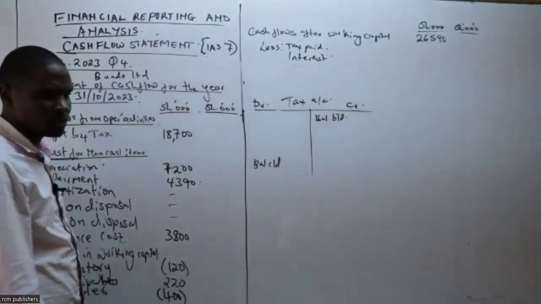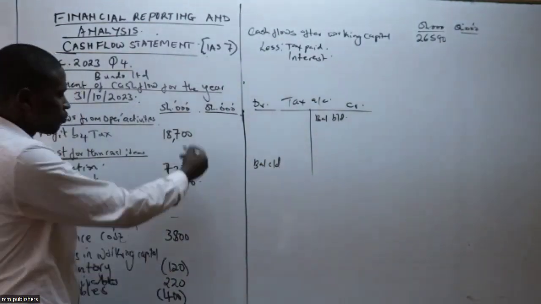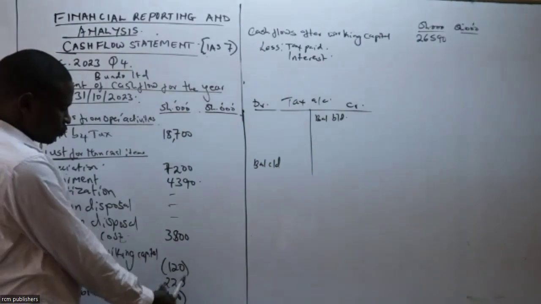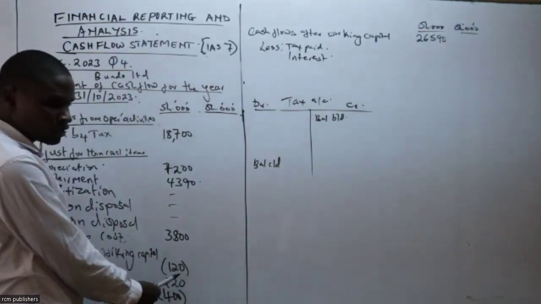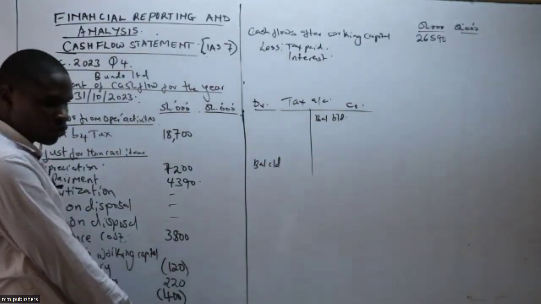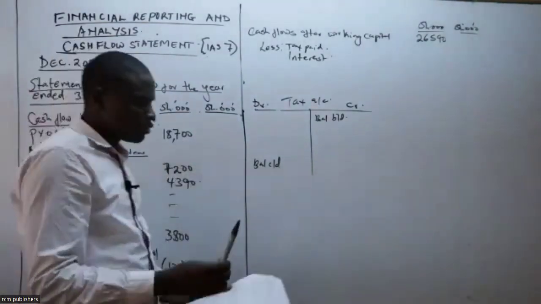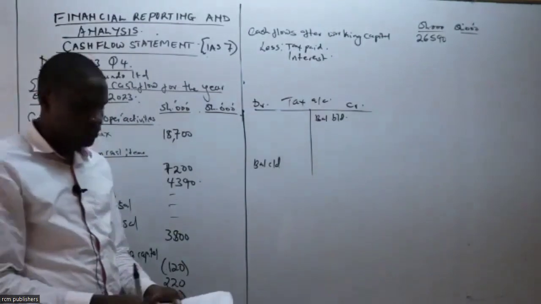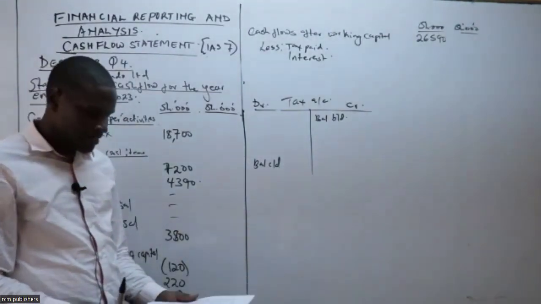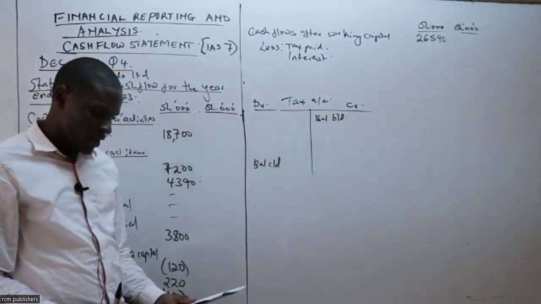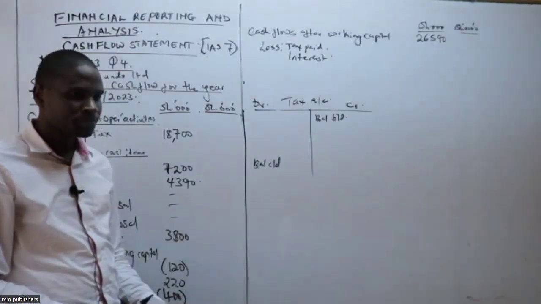No, I don't have my calculator here. Can you people confirm? Confirm all this. The only things we are subtracting are two: you subtract 120, you subtract 400. So do all this, confirm that. So can you check our tax? You check our tax. The balance that was brought down, what is our tax?